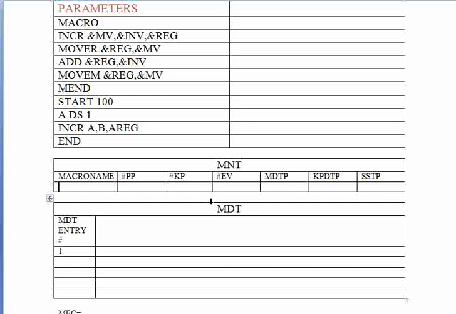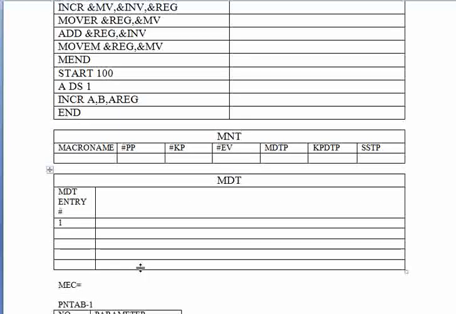The next data structure that we are going to use is the macro definition table, which contains the body of the macro, required during expansion. There is a single MDT, and that is why we need a pointer to this table, because we need to know for a particular macro where the body is exactly stored.